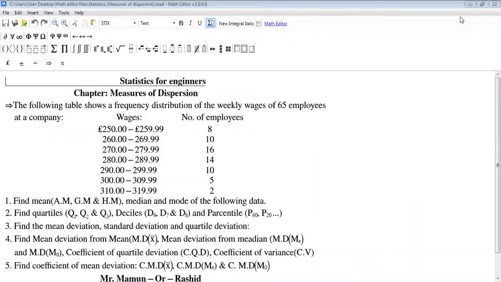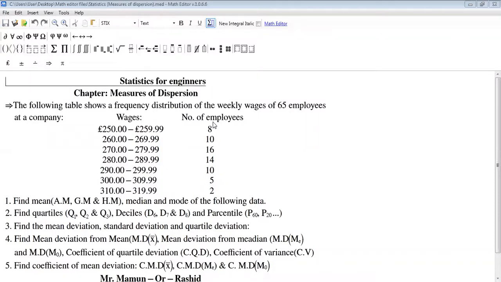Okay, thanks to everybody. Today we will try to solve this example. This is a nice example in statistics. Actually, in the chapter measures of dispersion, we have discussed in our earlier classes. The following table shows a frequency distribution of the weekly wages of 65 employees at a company.